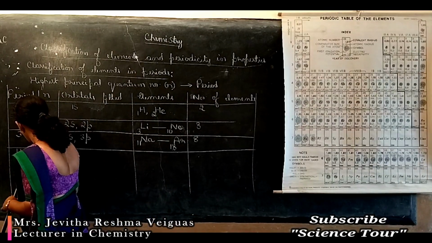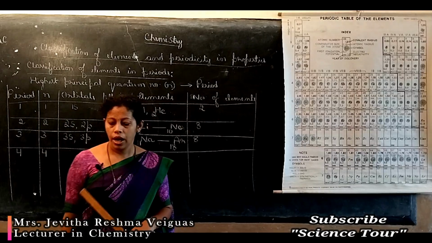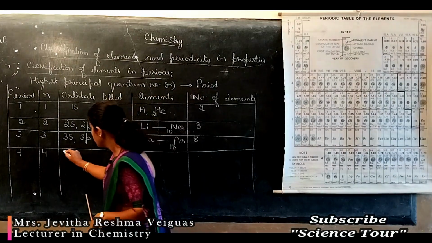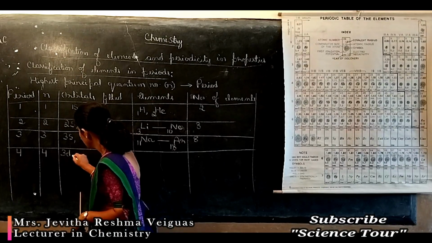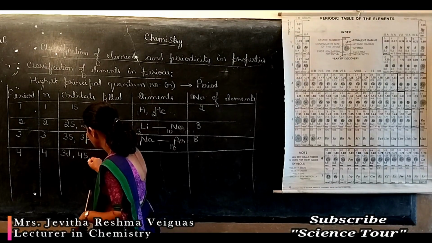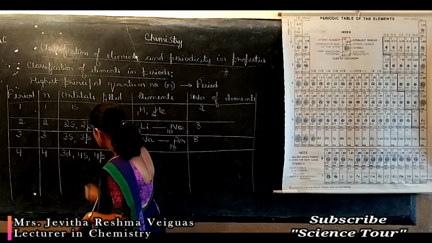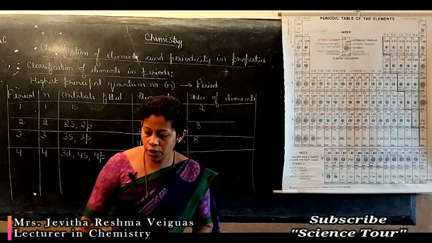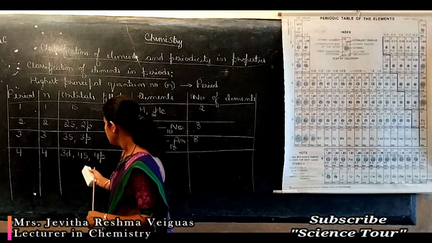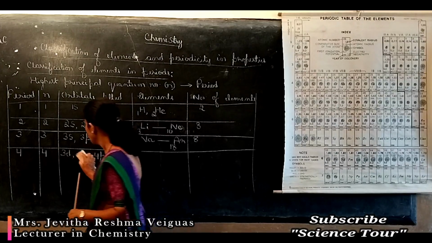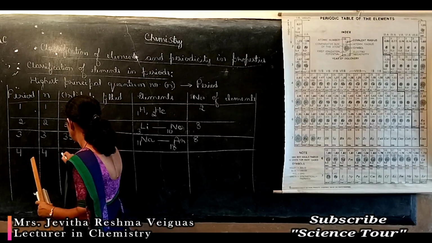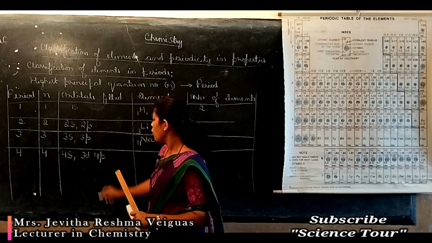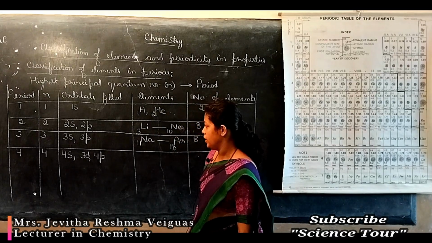For the period 4, highest principal quantum number n is equal to 4. Here which are the orbitals filled? 3d orbital, then comes 4s and 4p. These are the orbitals filled. Actually, according to Aufbau principle, before filling 3d, 4s orbital is filled. After that, 3d, then 4p orbital is filled.